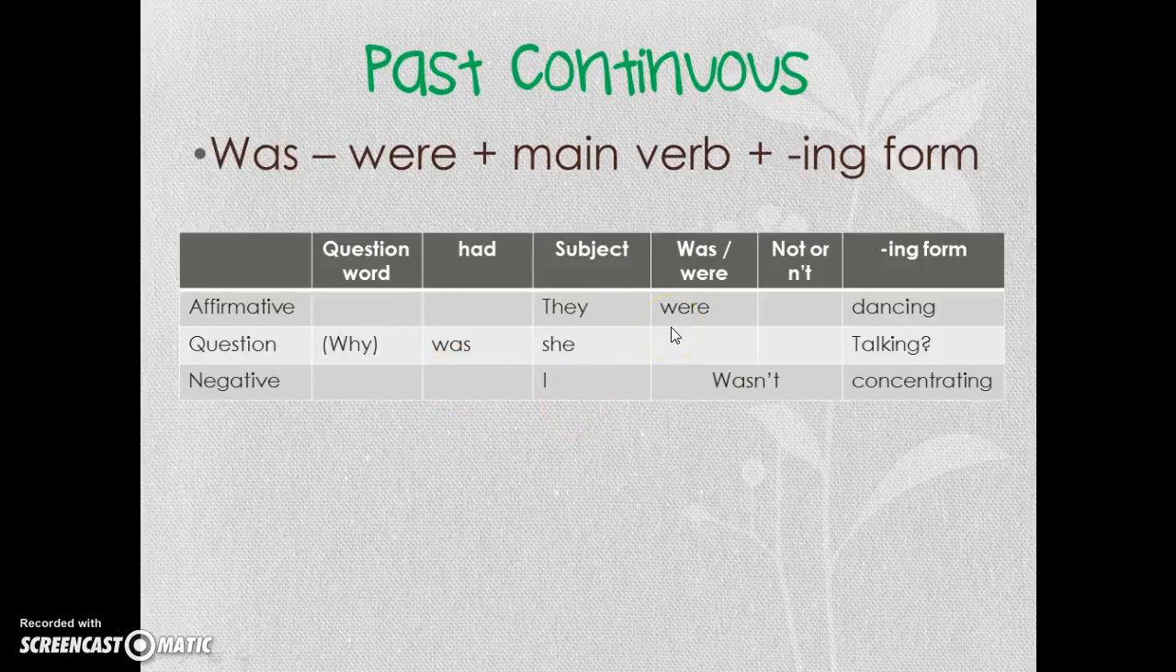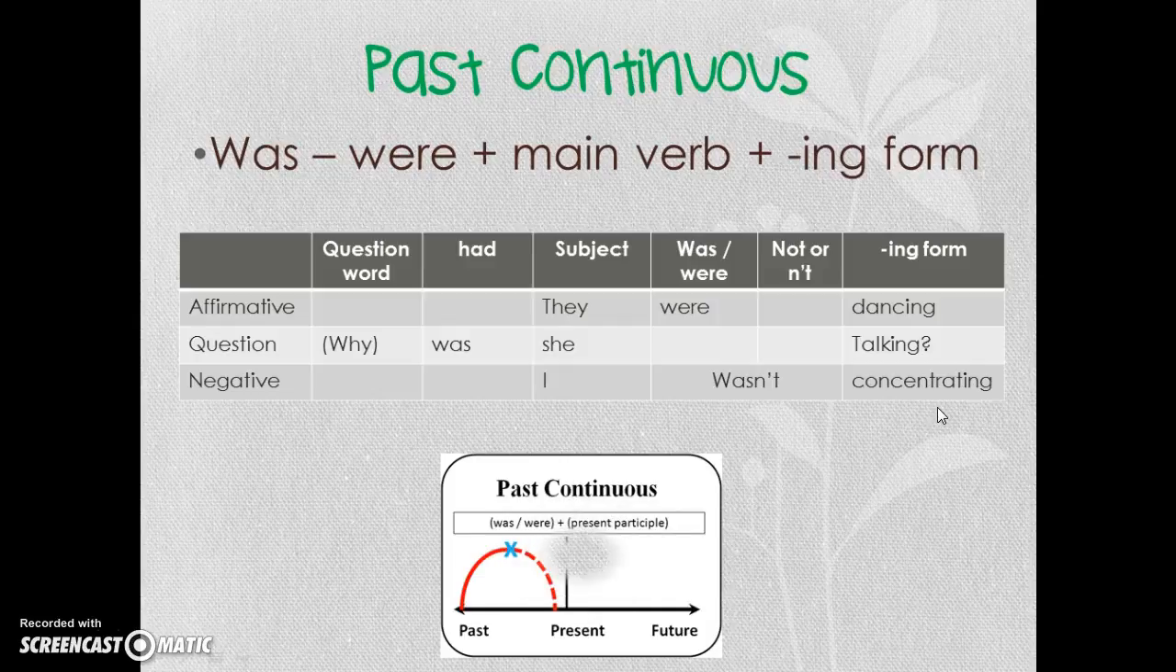Now in this chart again, you're going to see how to use it. The affirmative way would be, they were dancing. The question way would be, why was she talking? And the negative, I wasn't concentrating. Again, as you can see in this diagram, the action starts in the past, stays until a key point, and then it stops before the present.